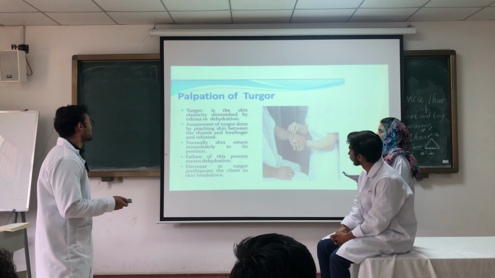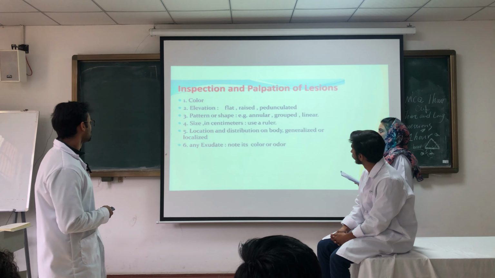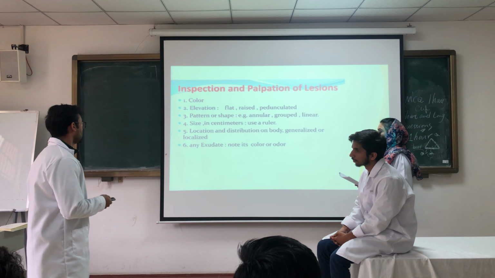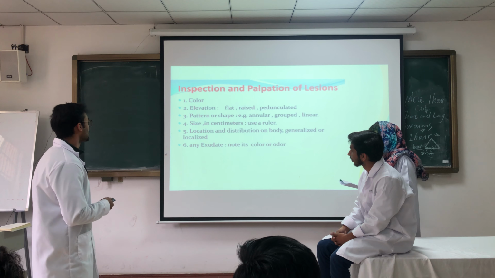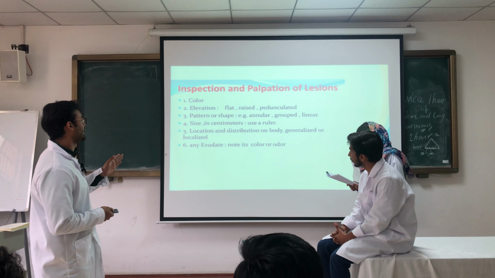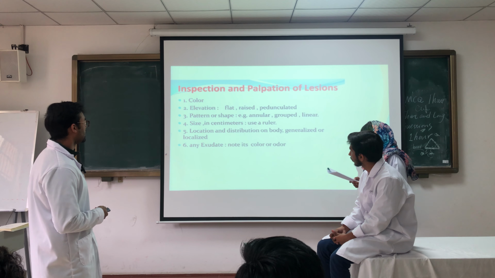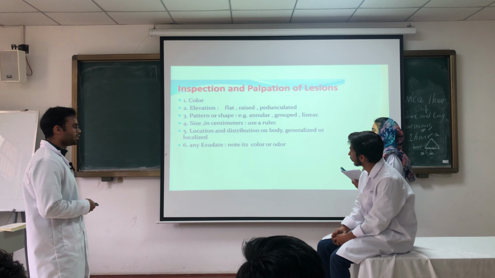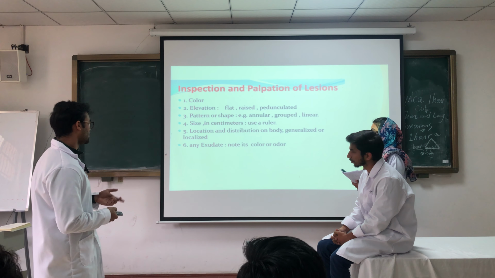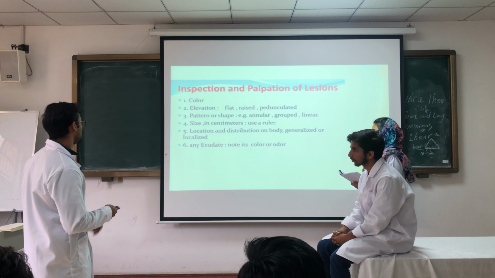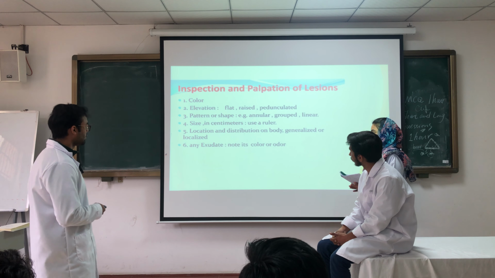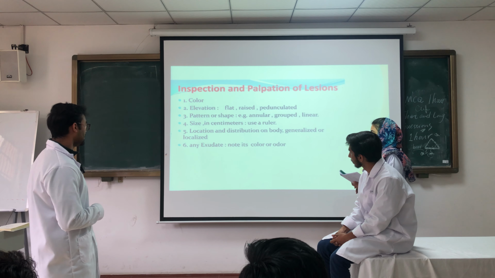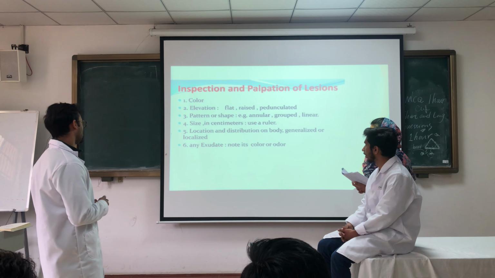I already told you about the turgor, so we don't need to go through it. So, inspection and palpation of the lesions. As I told you, we have to see the color, the elevation, is it flat, raised or pedunculated, the pattern or shape, for example annular or linear, and the size in centimeters. We have to use a ruler to check the size. Then location and distribution on the body, generalized or localized, and any exudate, its color or odor.